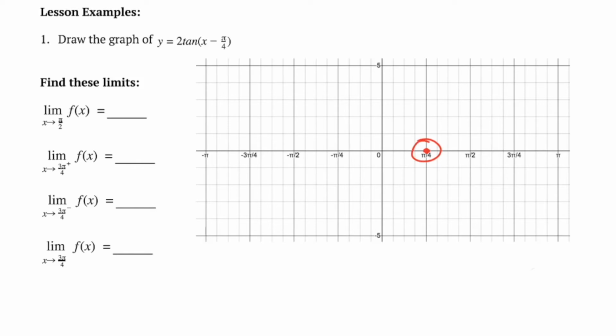Now remember that that 0 point is right in the middle of the two vertical asymptotes, and tangent has a period of pi. So that means I need to go about half a pi in each direction before I draw my vertical asymptotes.